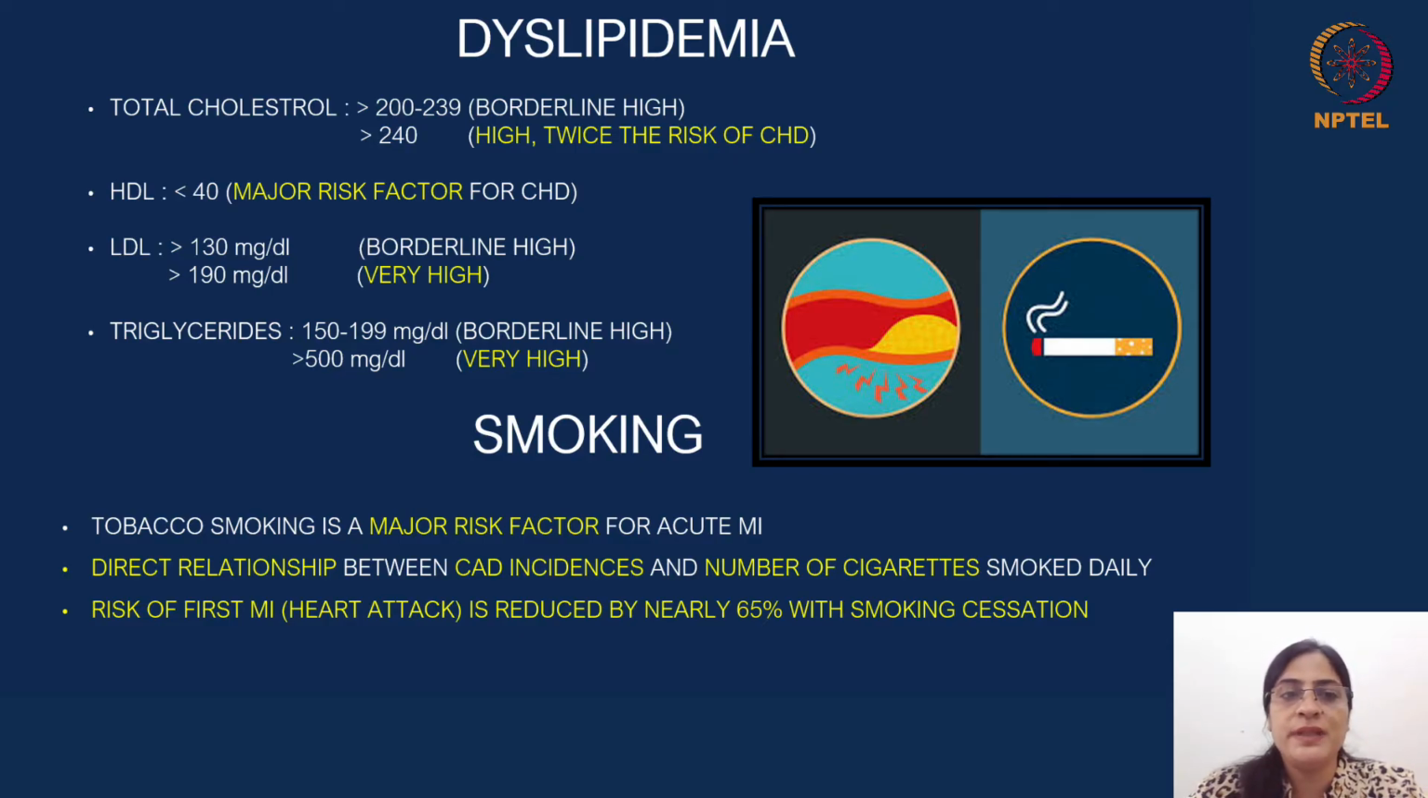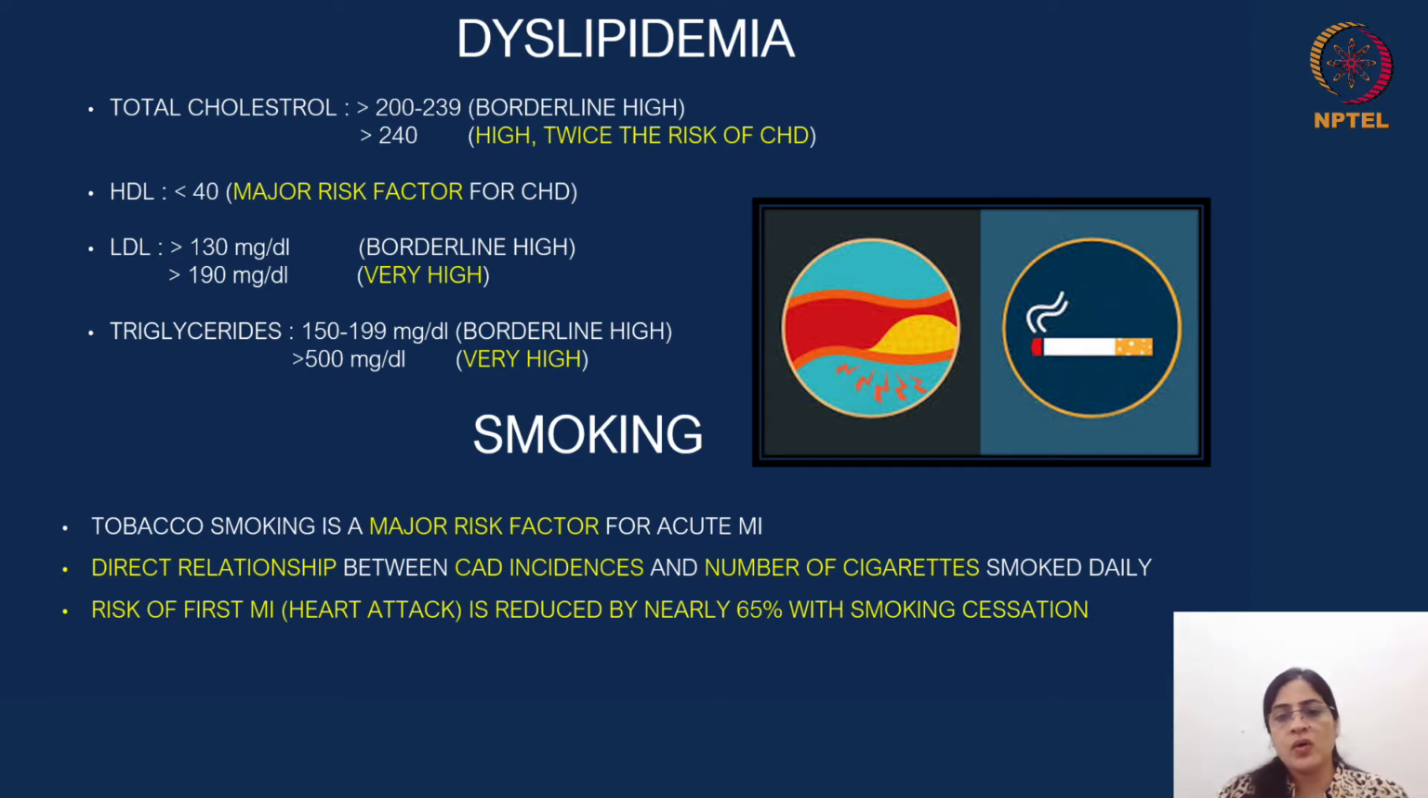HDL is considered to be a good cholesterol. So if it is less than 40, it constitutes a major risk factor for coronary artery diseases. LDL, which is low density lipoprotein, is considered to be a bad cholesterol. And if it is more than 130, it is considered to be high and a threat for ischemic heart diseases. Triglycerides more than 200 are borderline high, while more than 500 is a very high factor.